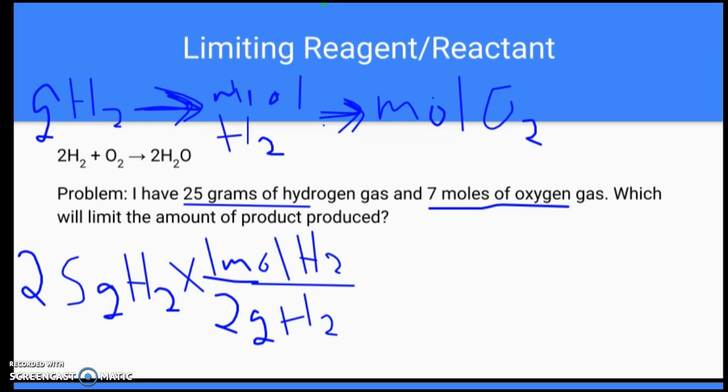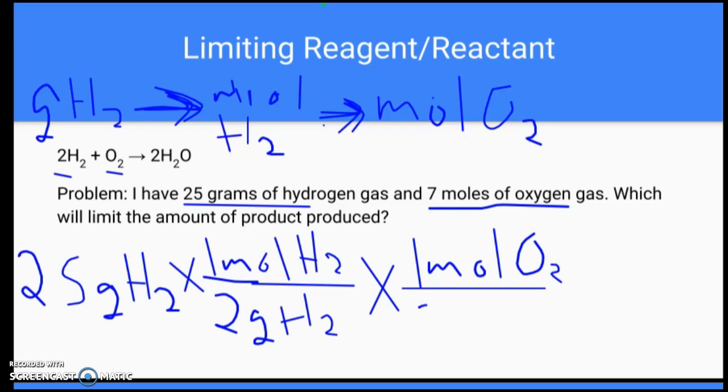So if I stopped right here, grams of hydrogen would cancel out. I'd be left with moles of hydrogen. I don't want moles of hydrogen. I actually want moles of oxygen. So now I'm going to look at my balanced equation. Moles of oxygen compared to moles of hydrogen. So I want moles of oxygen on top. My balanced equation says for every 1 mole of oxygen, I will use 2 moles of hydrogen.